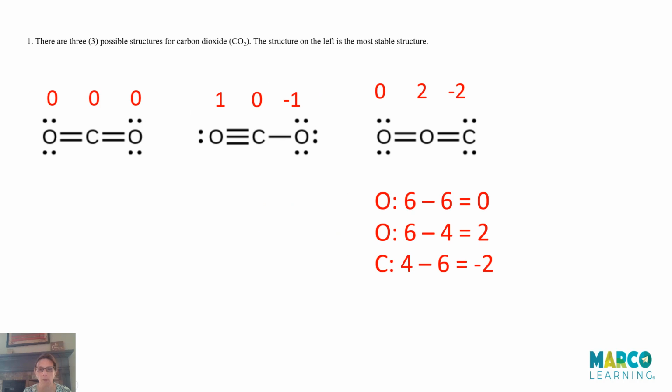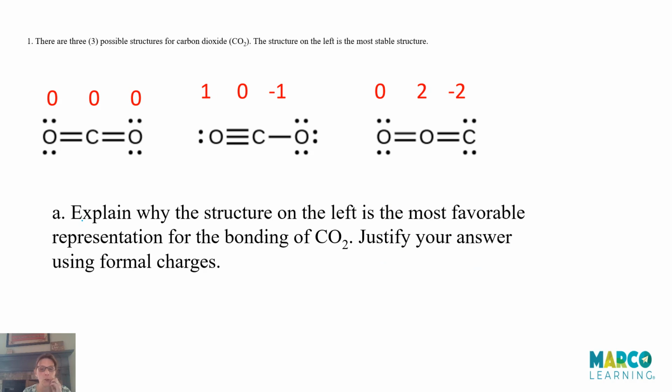So for the one on the right-hand side, we have oxygen, which has 6 minus 6 is 0. We have oxygen in the middle this time, so we have 6 valence electrons minus 4 assigned electrons, which gives us a formal charge of 2. And then the carbon has 4 valence electrons minus 6 assigned, which gives us a charge of -2. So now we have to choose which one of these is the best. We go back to the question, justify your answer using formal charges. We now know what the formal charges are. How do we choose which molecule is the best?